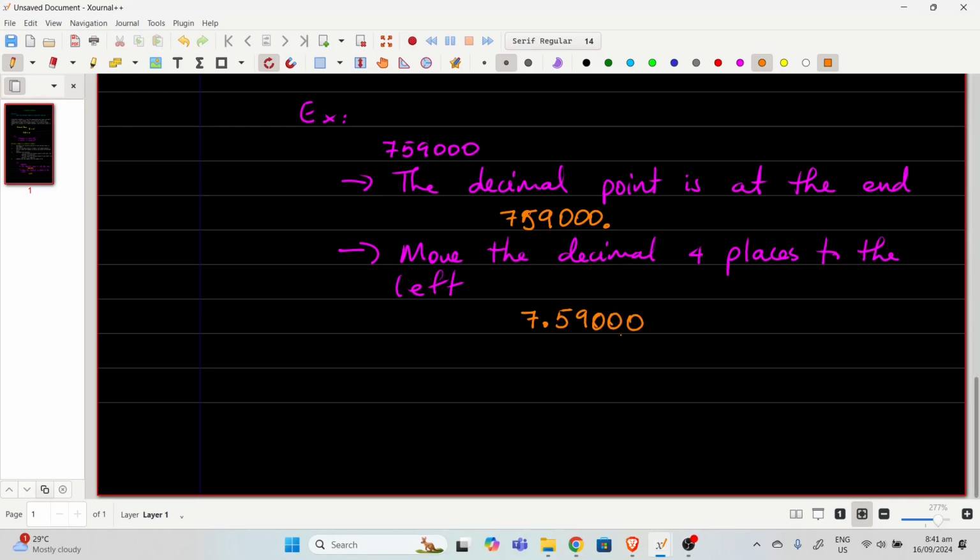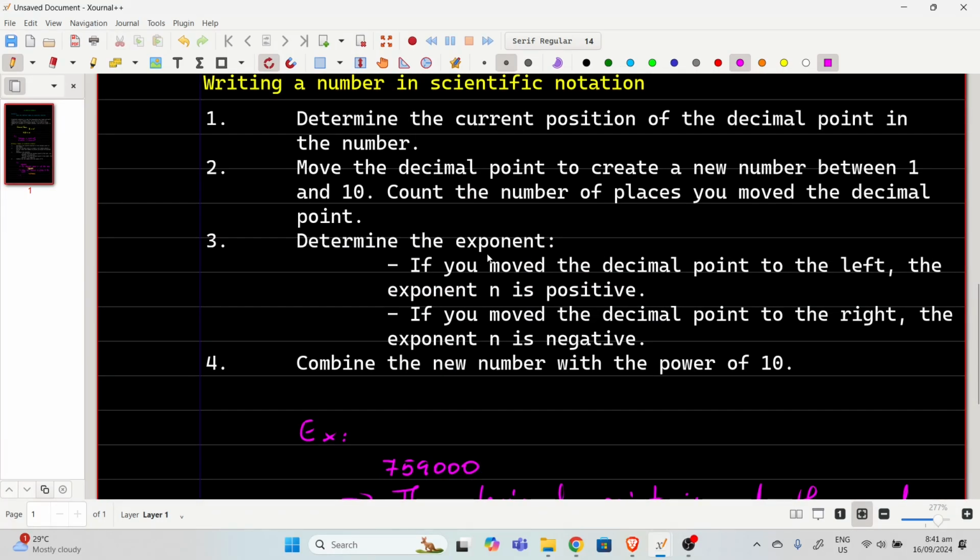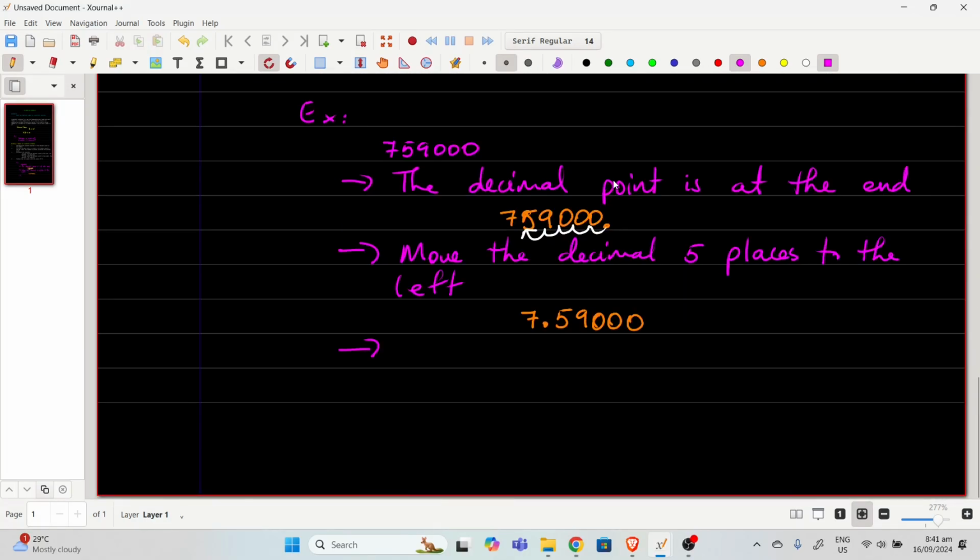All right, so now let's see, orange, and the new number will be 7.59123. So we move the decimal, not 4 places, 5 places. All right, so we move the decimal point 5 places. So 1, 2, 3, 4, 5. Good, so 5 places. The next thing we're required to do after we move the decimal point is determine the exponent.